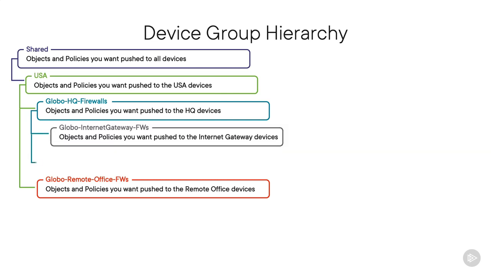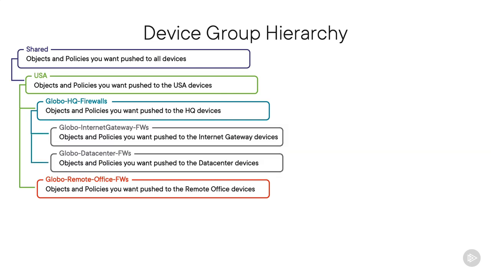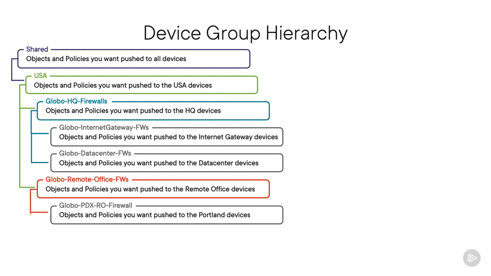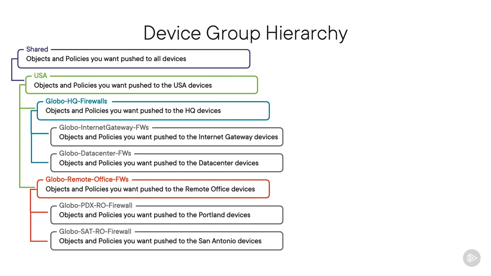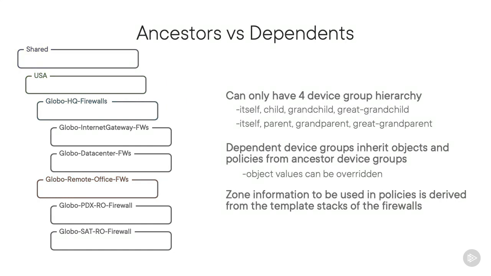And as you might have guessed, under the HQ Firewalls device group, we will have a device group each for the internet gateway firewalls and the data center firewalls. Similarly, we will have device groups for each of the remote office firewalls. So now let's talk about some key concepts you need to know about device groups. Panorama uses the terms ancestors and dependents to reference the relation of one device group to another. Additionally, Panorama only supports up to 4 device groups in the same hierarchy.